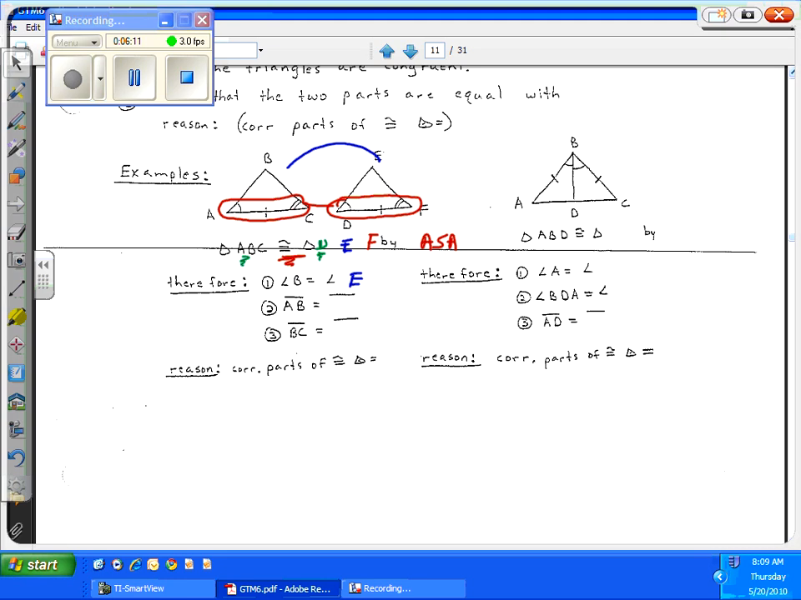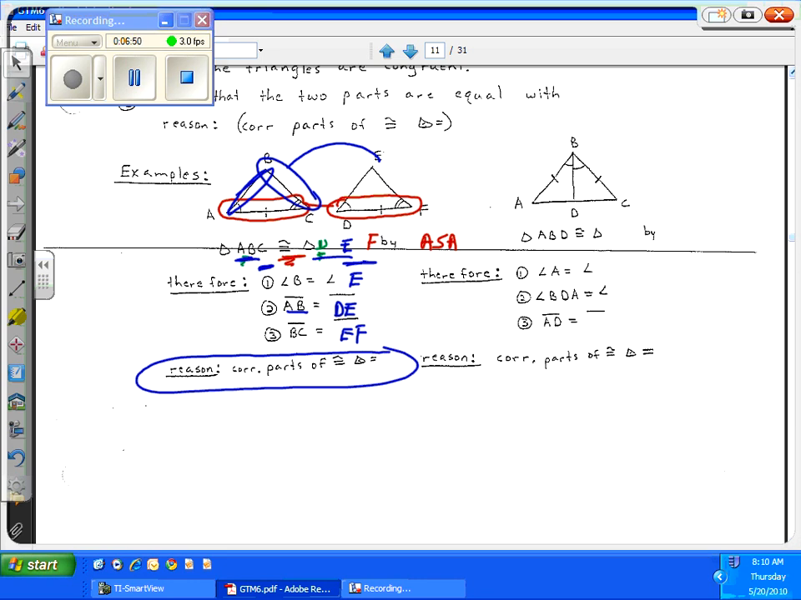We now can say that side AB, and if we call this AB, we have to see how we name that one. AB would go to DE. So we can say that that pair of corresponding parts are equal. And then we have BC over here that wasn't a part of the angle side angle, so we can say BC, last two letters, is a part of its corresponding side EF. And the reason is corresponding parts of congruent triangles are equal.